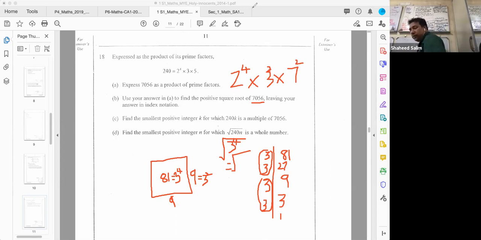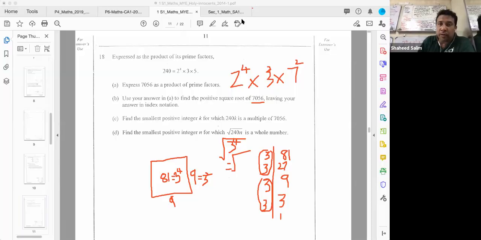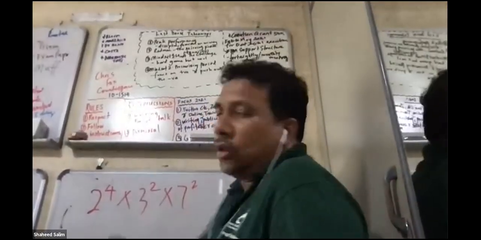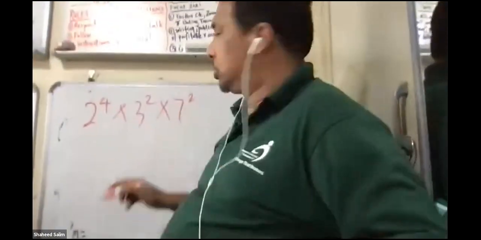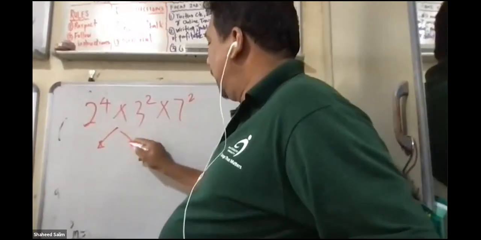To the power of 4 times 3 to the power of 2 times 7 to the power of 2. Okay, watch. I'm going to find the square root of this. All I need to do is to divide this into 2 groups.